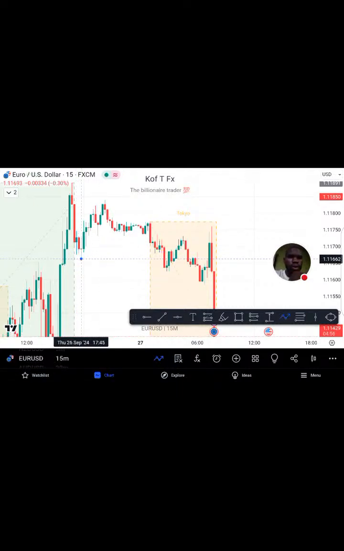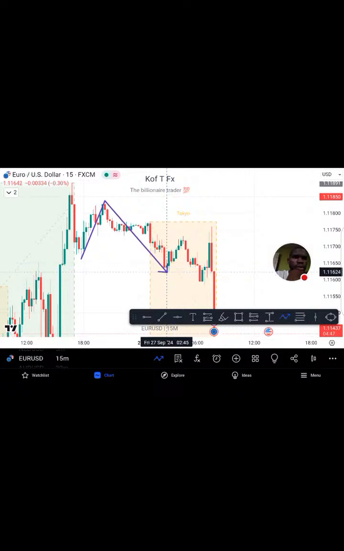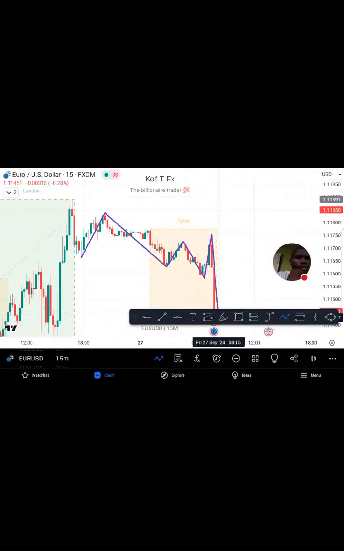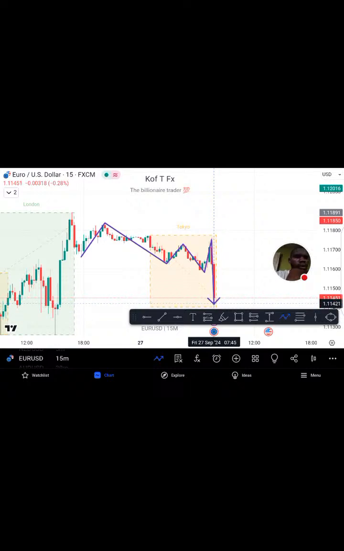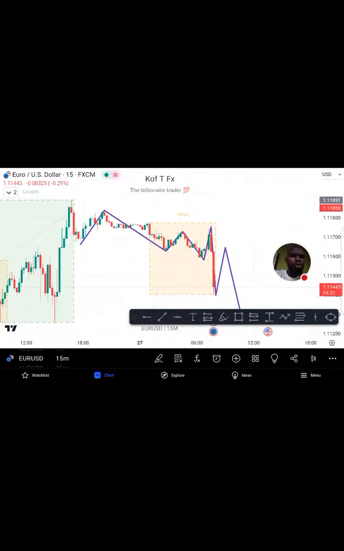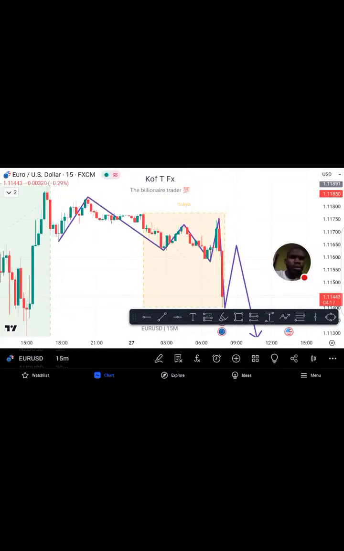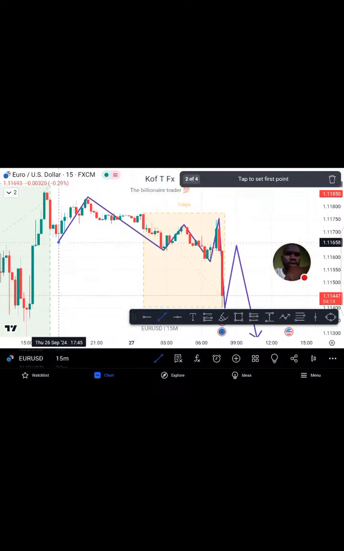So we have this low here, and so we already have a break of structure here. Then what I'm expecting, boom. So we have this break of structure here.